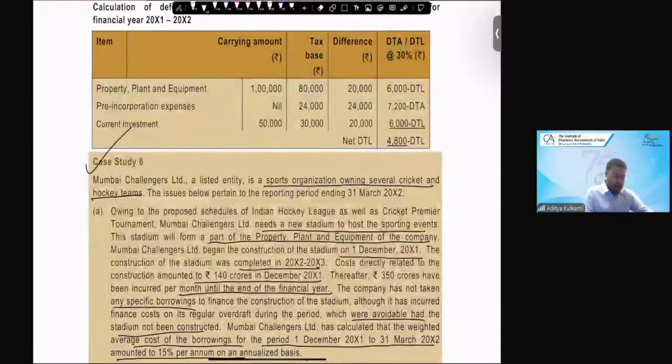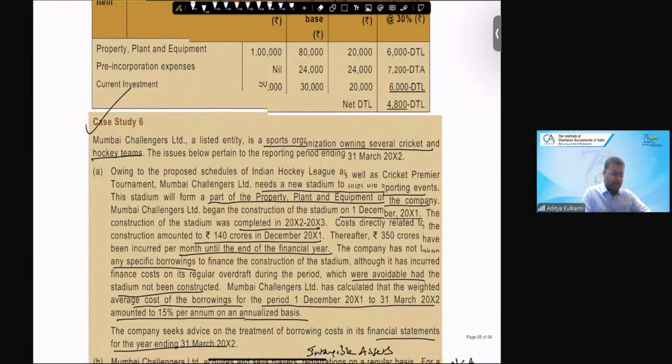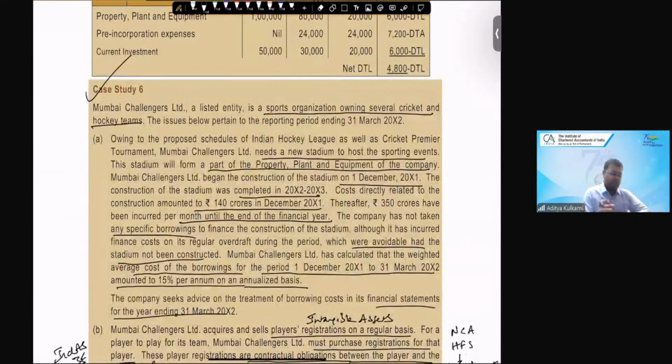Mumbai Challengers, a listed entity, is a sports organization owning several cricket and hockey teams. The issues below pertain to the reporting period ending 31st March 20x2. Owing to the proposed schedules of Indian Hockey League as well as Cricket Premier Tournament, Mumbai Challengers Limited needs a new stadium to host the sporting events. This stadium will form a part of the property, plant and equipment of the company.